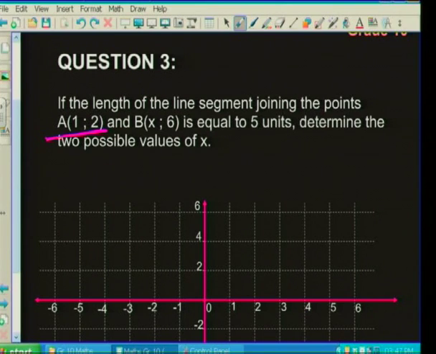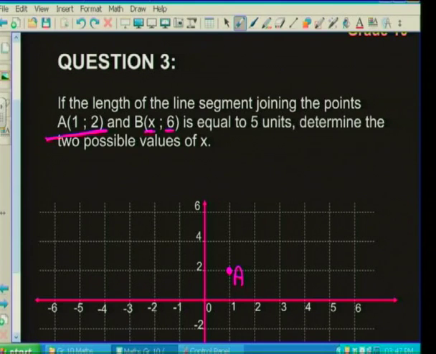and y is 2, let's indicate that over there. There's A. And B, where x is not given, but the y value is 6. Now they're telling us if the length is 5 units, determine the possible values of x. Now you might say to me, but I don't know where to draw that point.